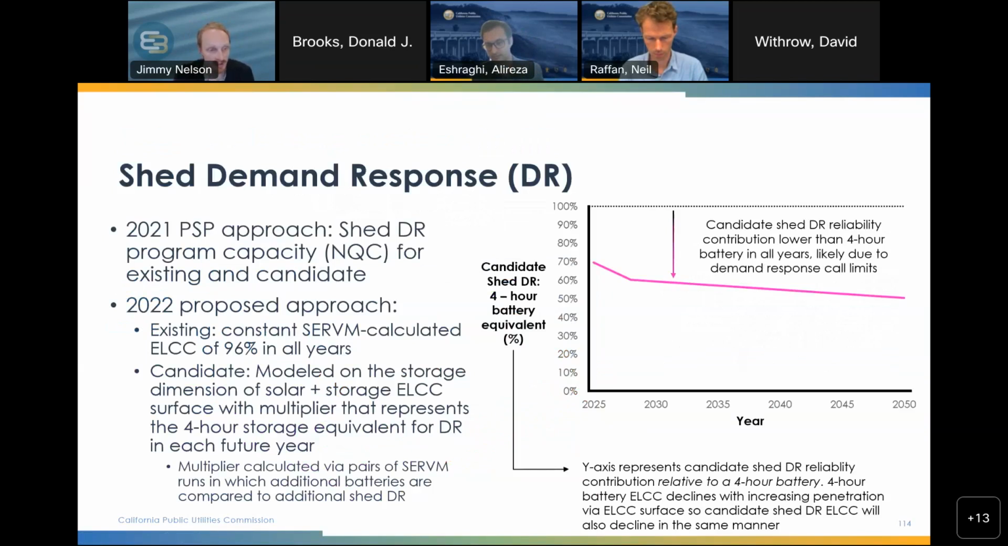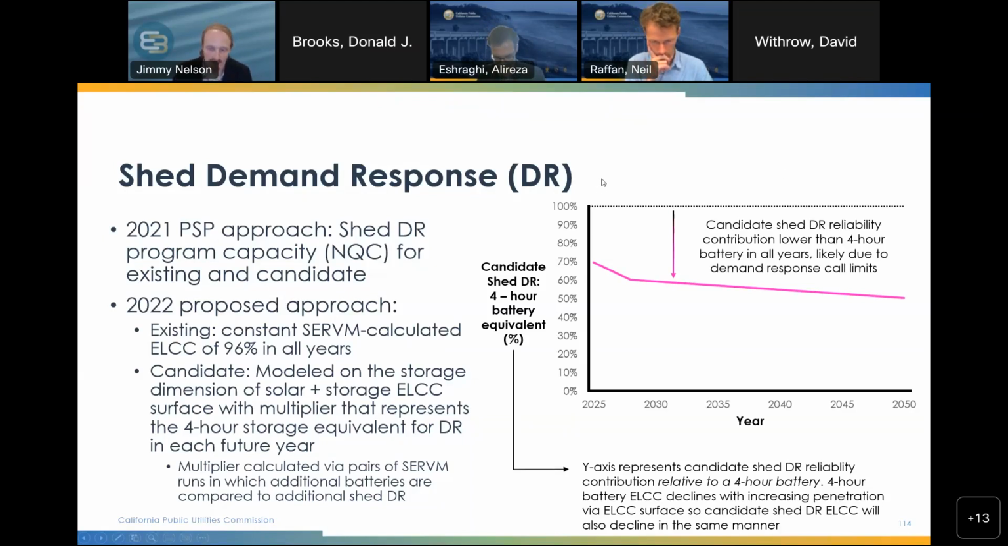And then for the candidate or the new additions, demand response and batteries share a lot of similarities. So the proposal is to model candidate shed demand response on the solar storage surface, on the storage dimension. But we know that demand response isn't exactly like storage. So Astrape performed a few runs to trace out the difference in capacity contribution between a 4-hour battery and a demand response resource across a few different levels of solar and storage. The result of that exercise is on the right, which is a multiplier that we're proposing to implement in RESOLVE to give shed demand response a bit of a haircut in capacity contribution relative to a battery.